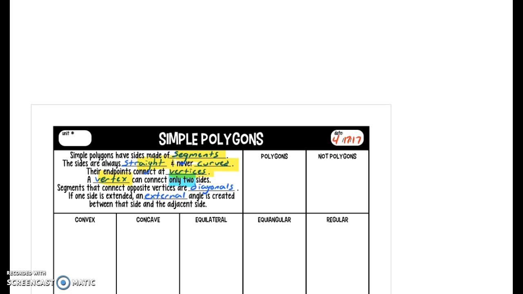Segments that connect opposite vertices are diagonals. If one side is extended, an external angle is created between that side and the adjacent side. So let's see images of polygons and not polygons to determine the difference.